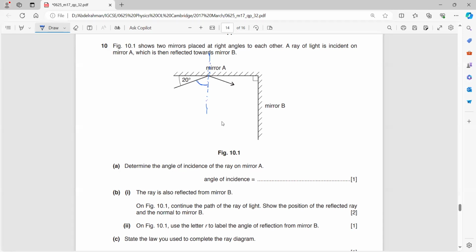This is the angle of incidence. We're not gonna measure it, we're just going to calculate it. How will I calculate it? 90 minus 20. 90 minus 20 is 70 degrees.